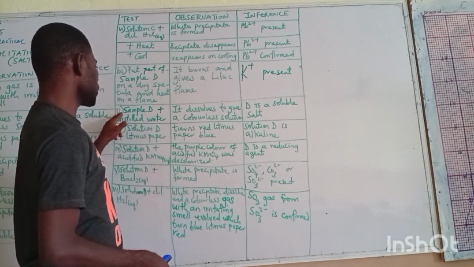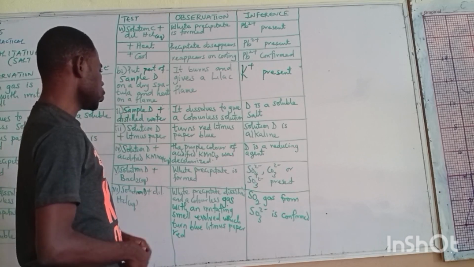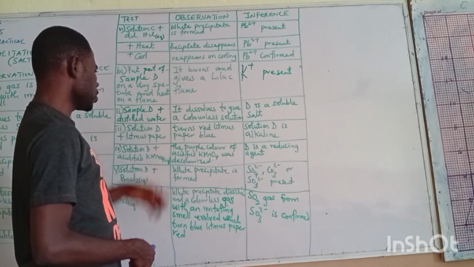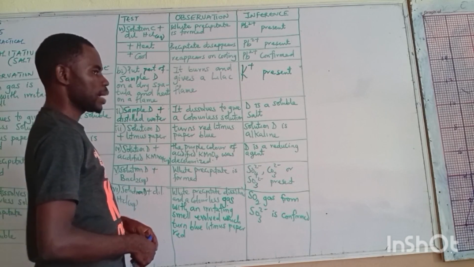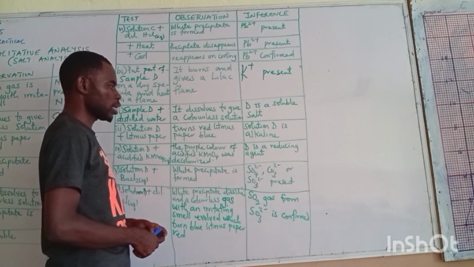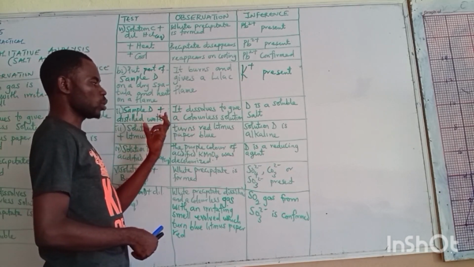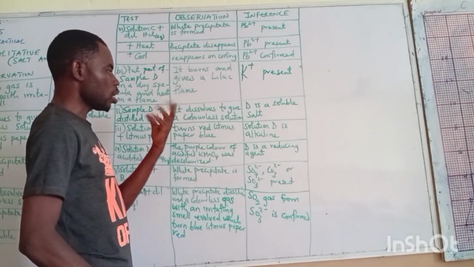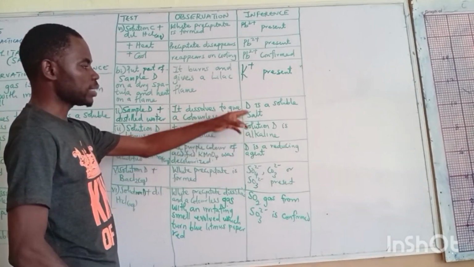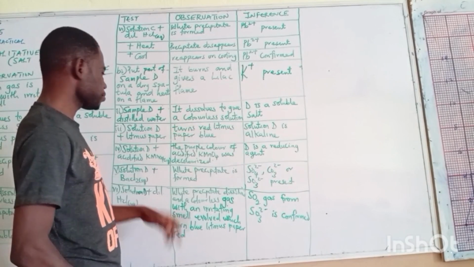Now, we have sample D plus distilled water. What happened when we added it to the distilled water? What we saw was that it dissolves to give a colorless solution. From there, we conclude that it is a soluble salt.